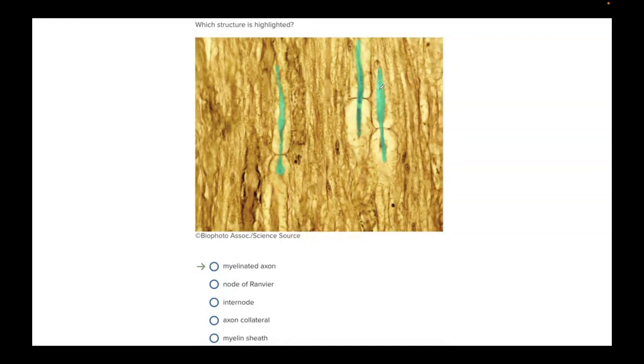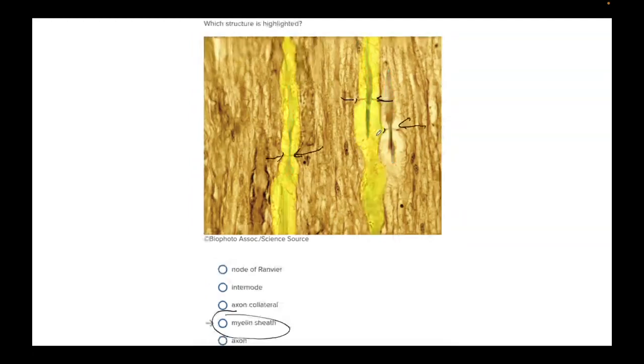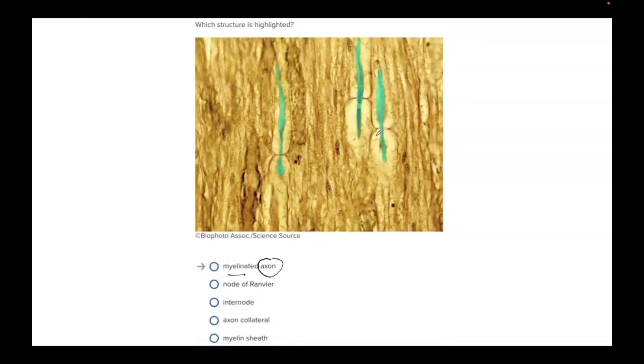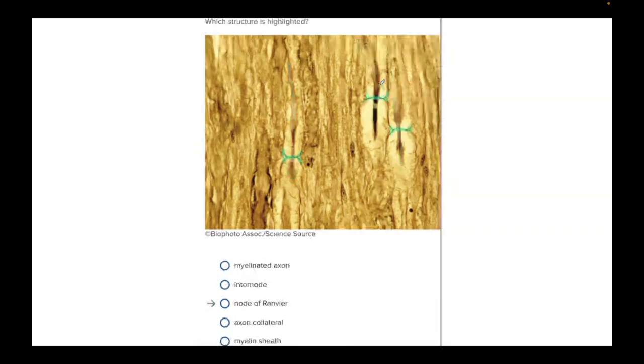Okay, so now the highlighted part there, that's the axon. It's just the myelinated axon. What's around it is the myelin. That was this. That's the myelin sheath. This is the actual axon, but it's a myelinated axon. Okay, now we're looking at those blue aqua highlighted structures here. That's going to be your node of Ranvier. Okay, that's the node.